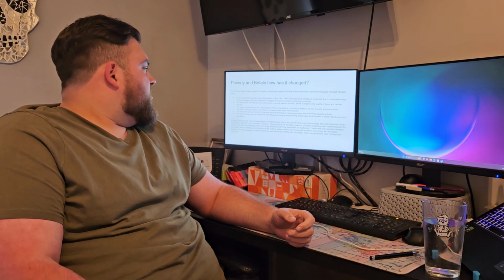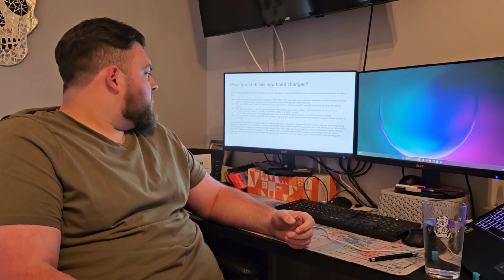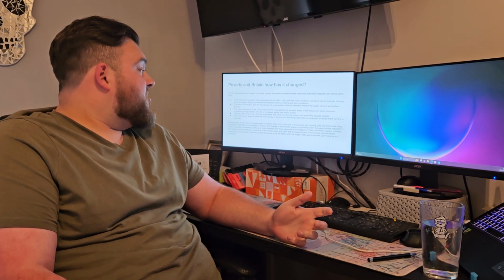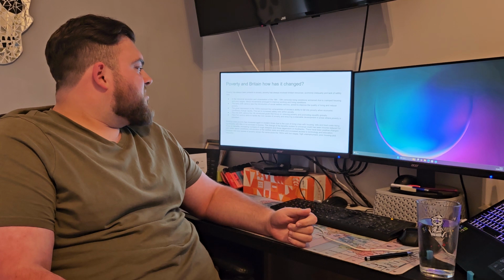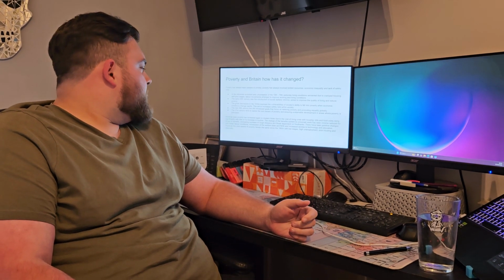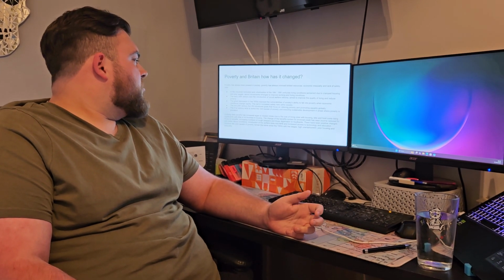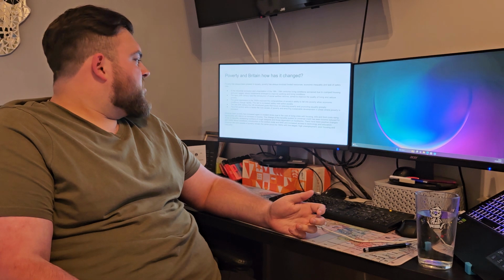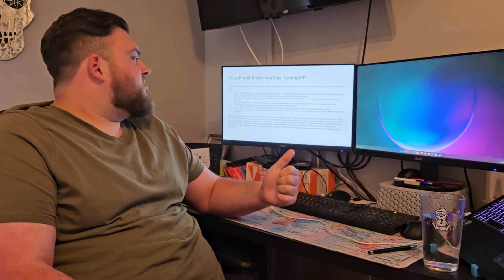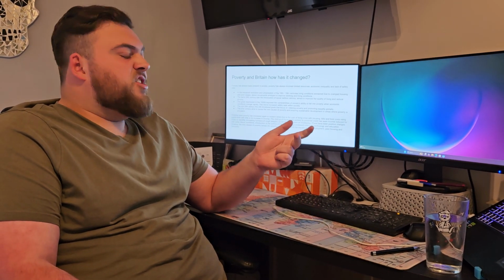There have been positive changes with better labour conditions, the introduction of the welfare state and the NHS, and increased access to technology and education. However, the core issues of poverty remain the same since the 1900s, with low wages, high unemployment, poor housing and general inequality.